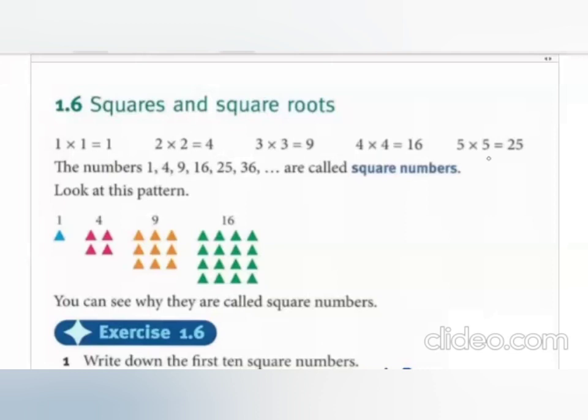Similarly, when you multiply 5 and 5, you get 25. So 25 is a square number. Like that, the numbers 1, 4, 9, 16, 25, 36, etc. are all square numbers. You can see them in different colors of triangles. They have mentioned it here just for our identification of the square numbers.